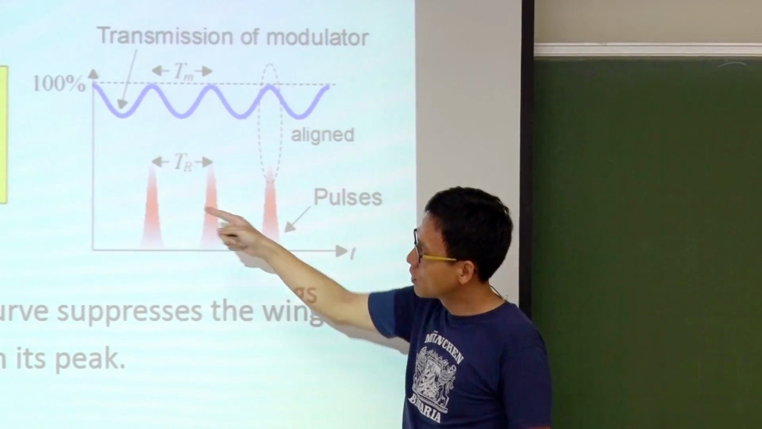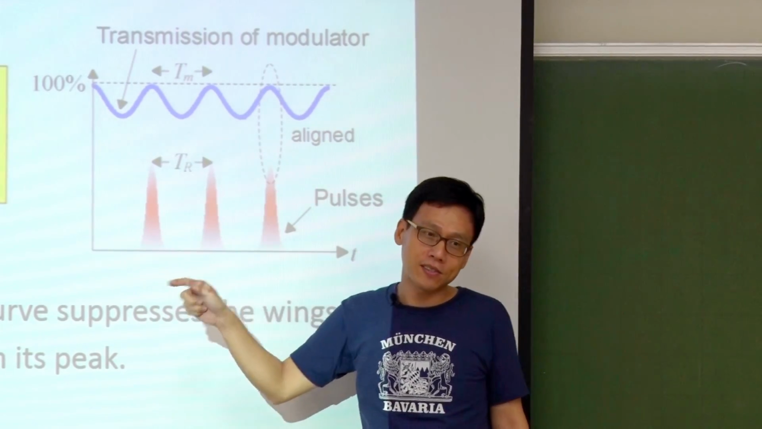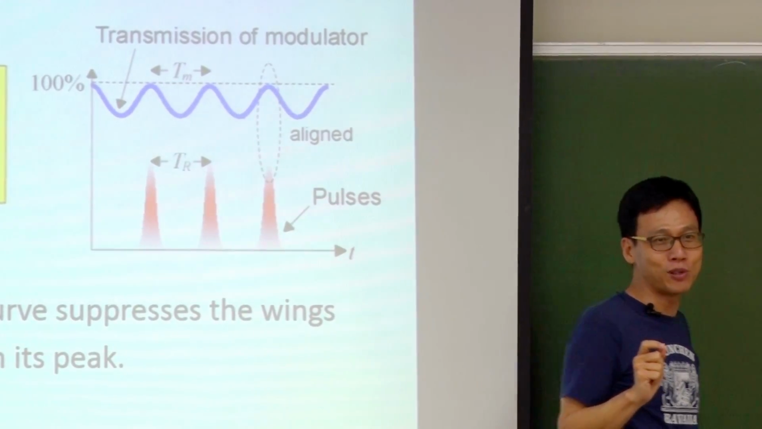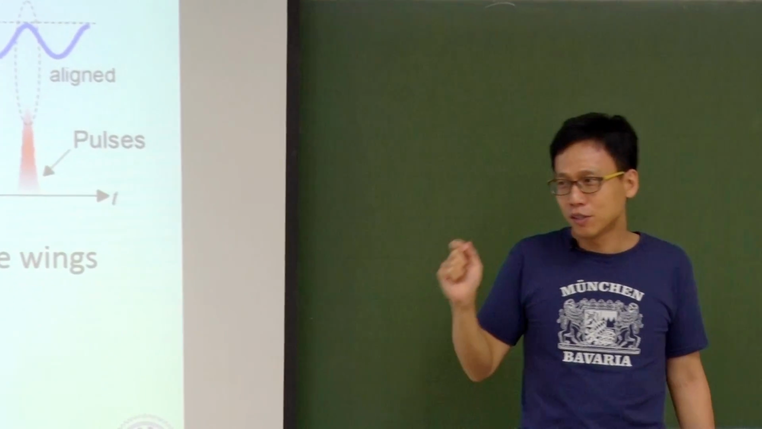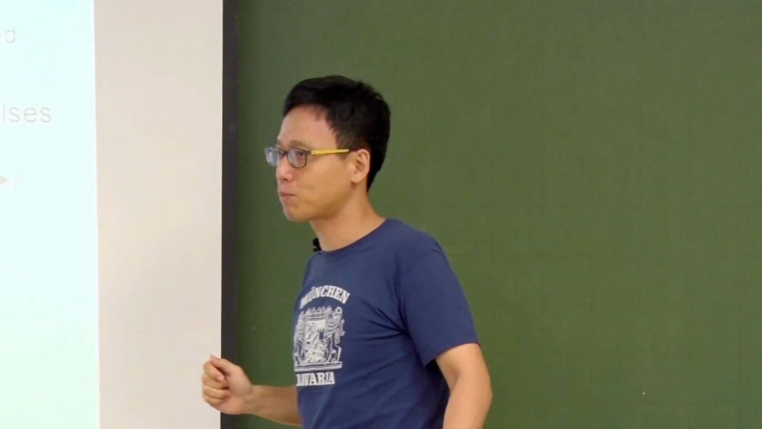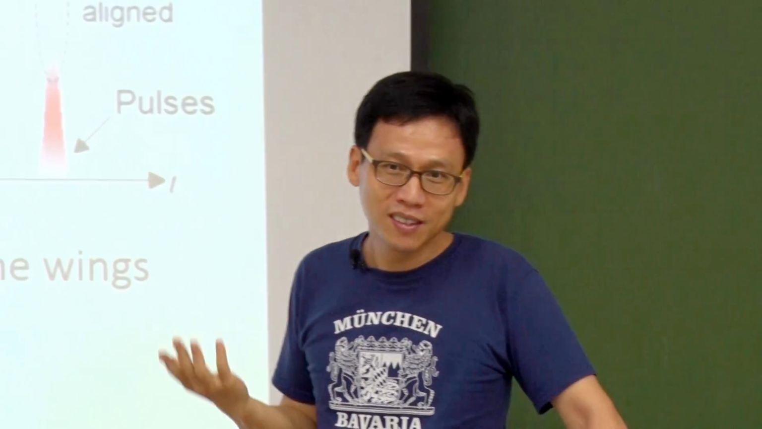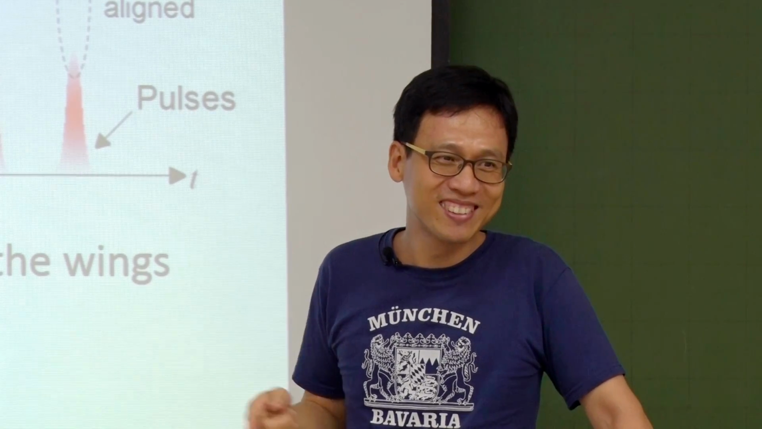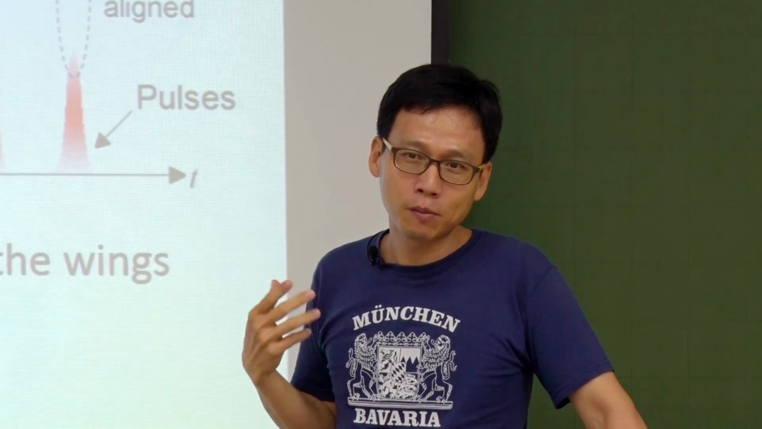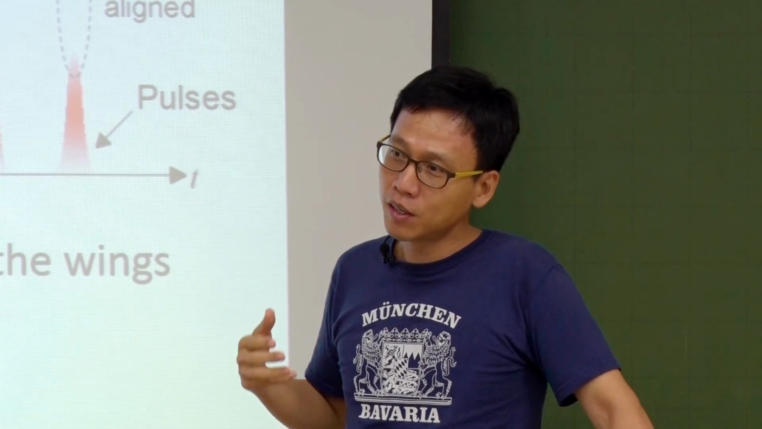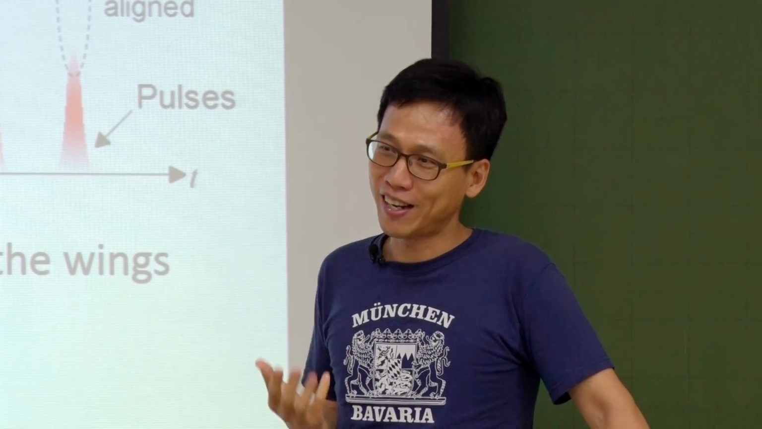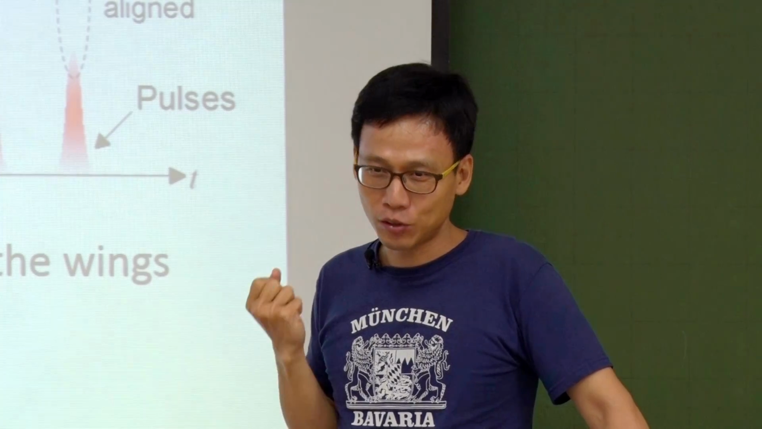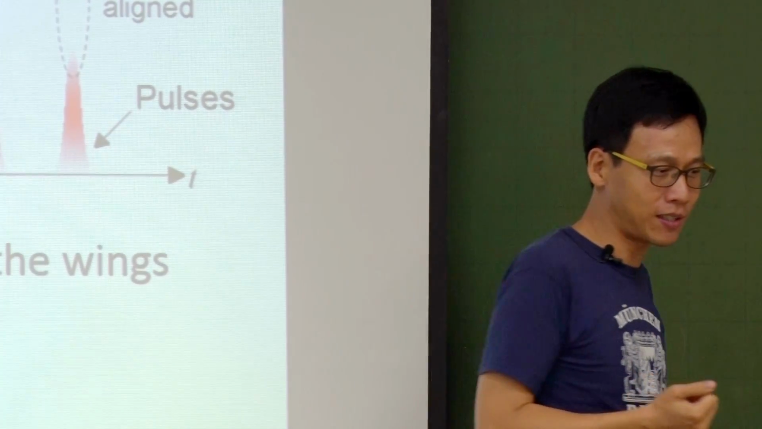But now, the modulator is inside the cavity. That is the key point. Although the pulse shortening effect is pretty weak per round trip, it circulates inside the cavity many, many times, right? So the pulse shortening effect can be essentially amplified. Then you get very short pulse in steady state.